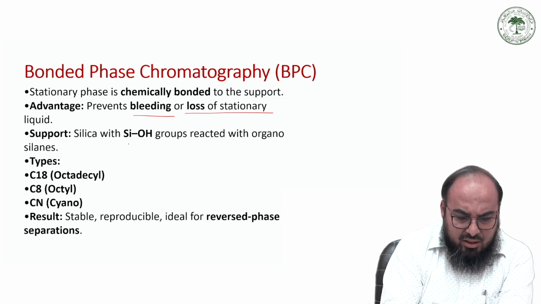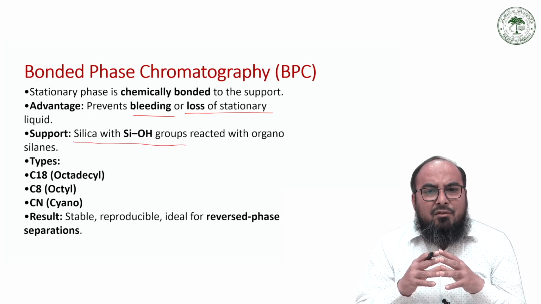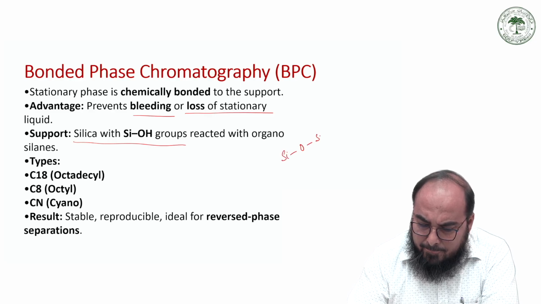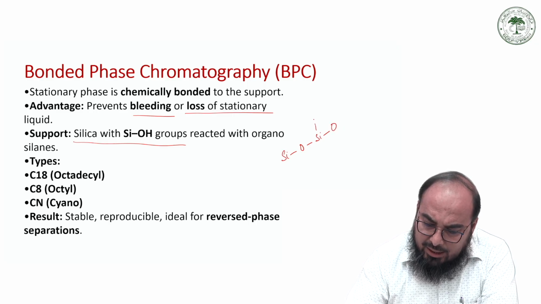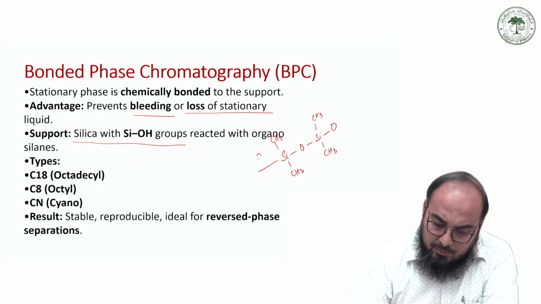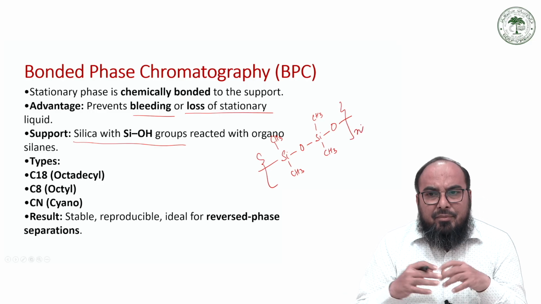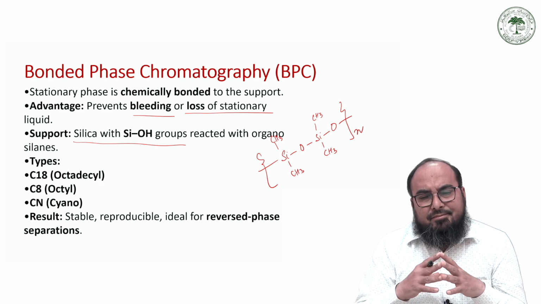For example, you have silica with SiOH groups. Now when you react it with organosilanes, you get a matrix like this, and you substitute it with methyl groups. Now you have a very good, stable siloxane.